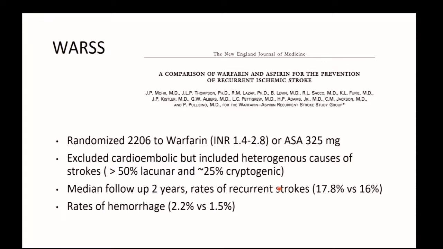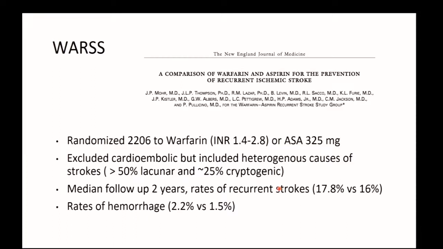Like cardioembolic, ICAD, we started to understand there are different mechanisms of stroke after the NINDS trial in the mid-90s and the TPA trials. But for the WARSS trial, they tried to exclude patients with cardioembolic stroke but included all the others, including lacunar infarcts. More than 25% had cryptogenic infarcts, 50% had lacunar infarcts. So it had heterogeneous causes of strokes.